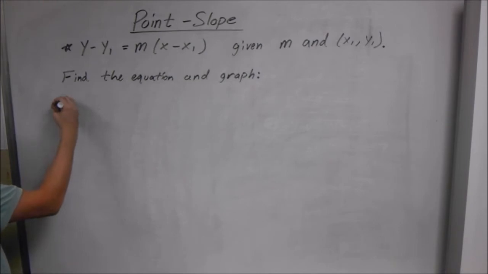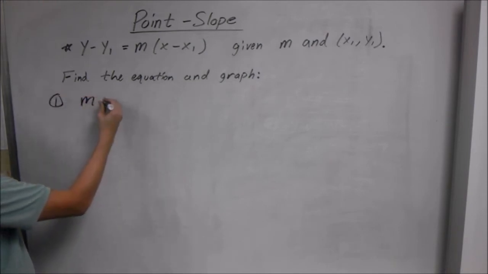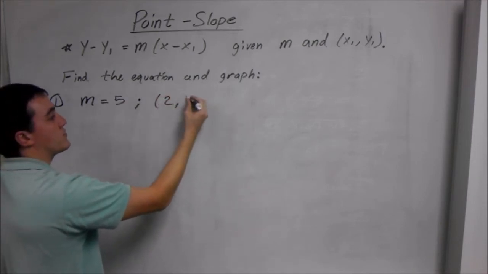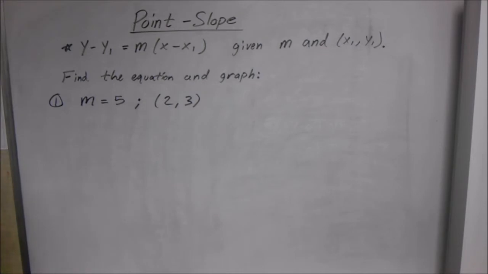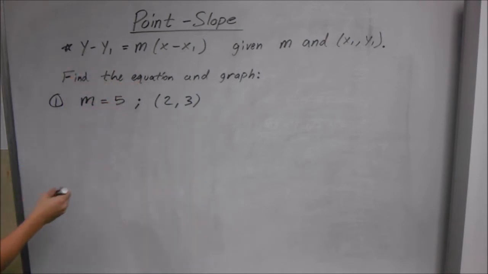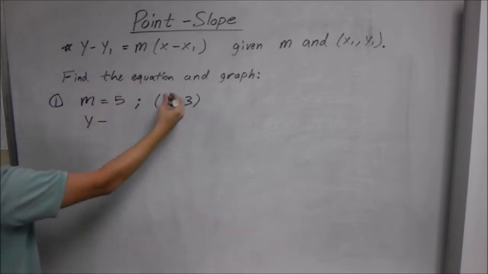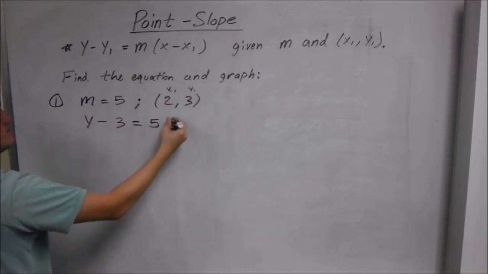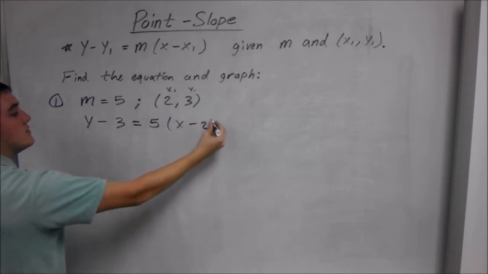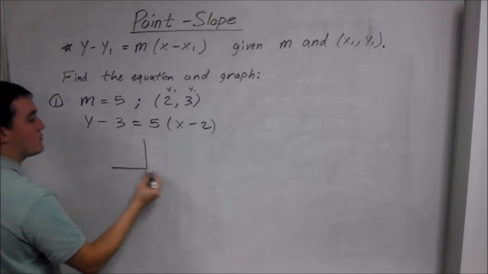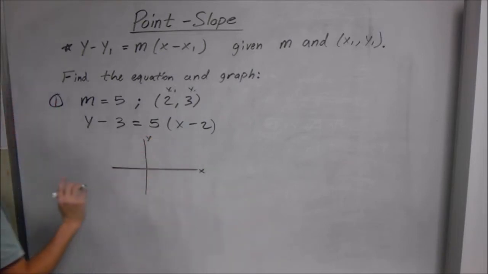So, first example, say we have a slope of 5, and they give us a point that the line goes through, like (2, 3). And we just want to find and graph this equation. So first we have to make the equation. We have y minus y1. Well, this is our x1 and y1, so y minus 3 equals 5 times x minus 2. And you can graph right away from here. We have a point, we have a slope, you can graph it.